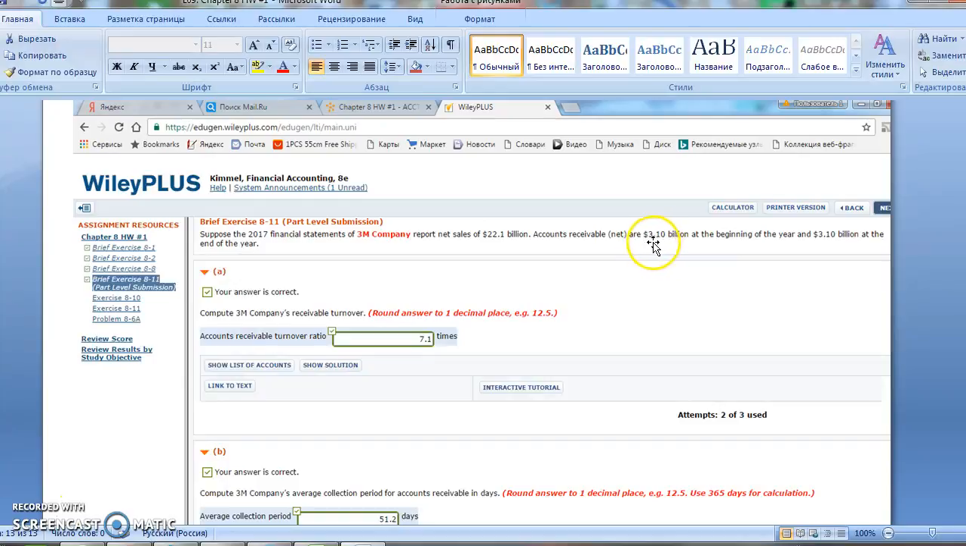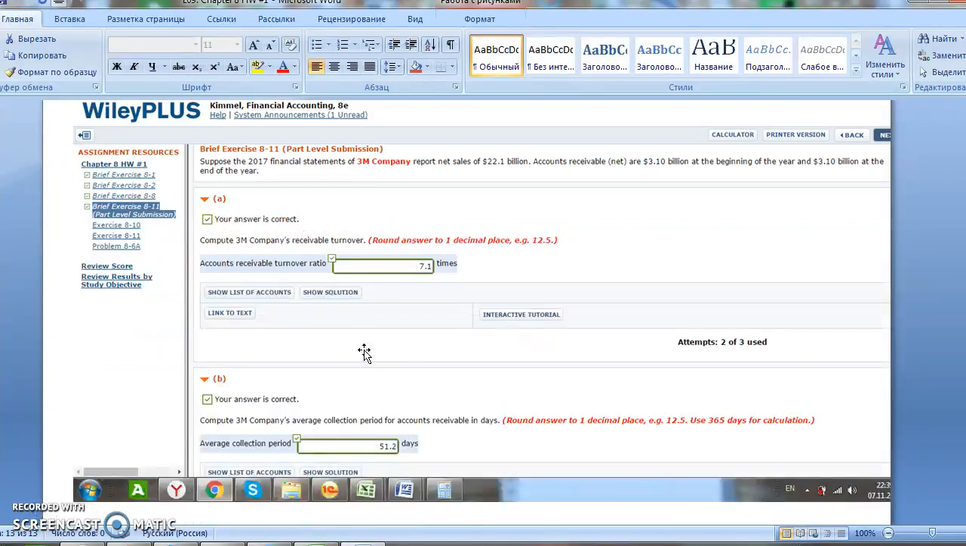When we add $3.10 billion at the beginning of the year and $3.10 billion at the end of the year, and then divide the sum over 2, we get the same $3.10 billion, which represents average net accounts receivable. Then we divide net credit sales, which is $22.1 billion, by $3.10 billion, and as a result we get our accounts receivable turnover ratio, which is 7.1 times.